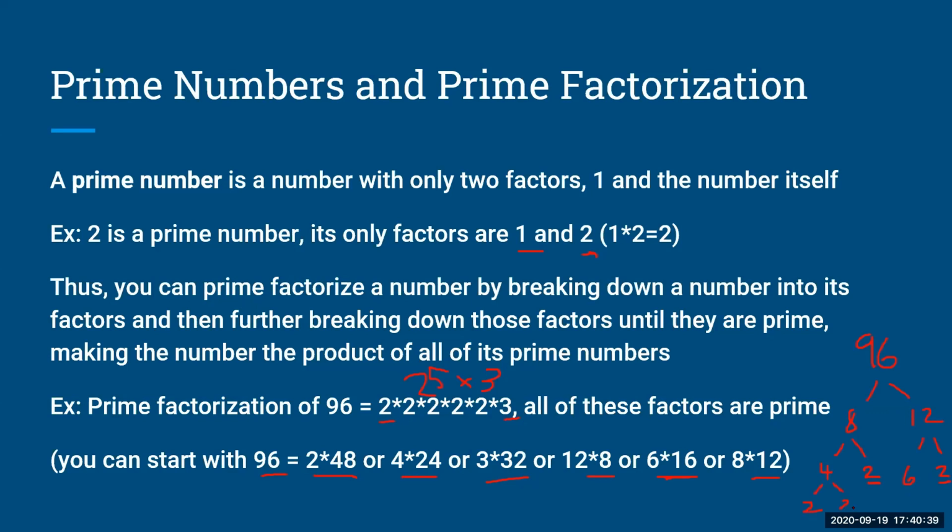2 times 2 is 4, the factors of 4. And 2 times 3 is 6, the factors of 6. So then you have 1, 2, 3, 4, 5 twos: 2 times 2 times 2 times 2 times 2, and you have one 3. And that's how you get the prime factorization. Just a little example of 96.